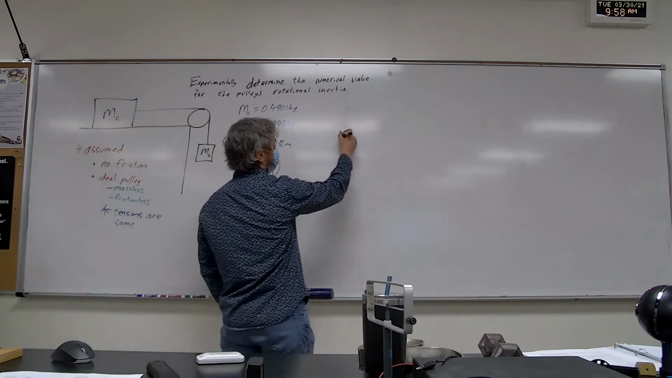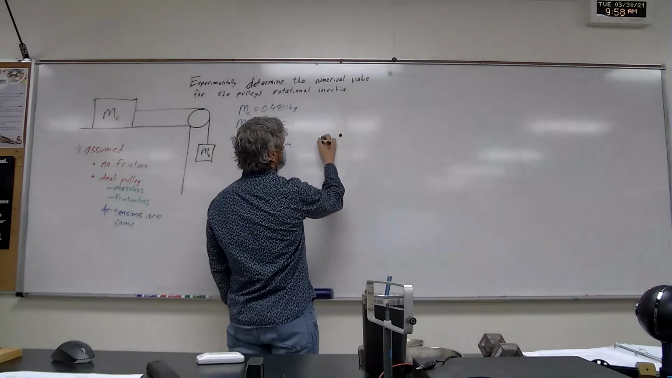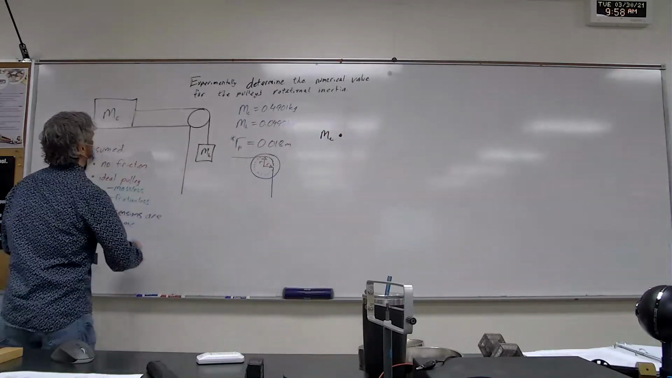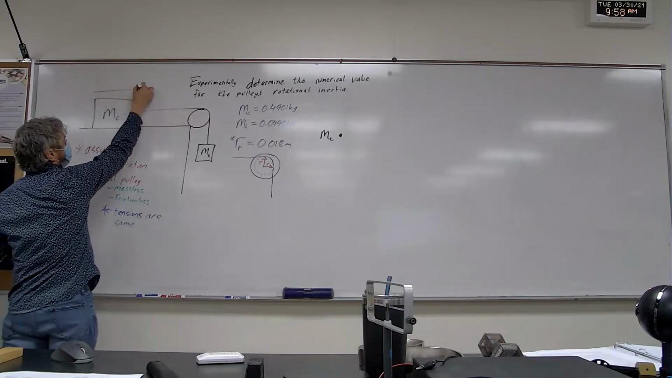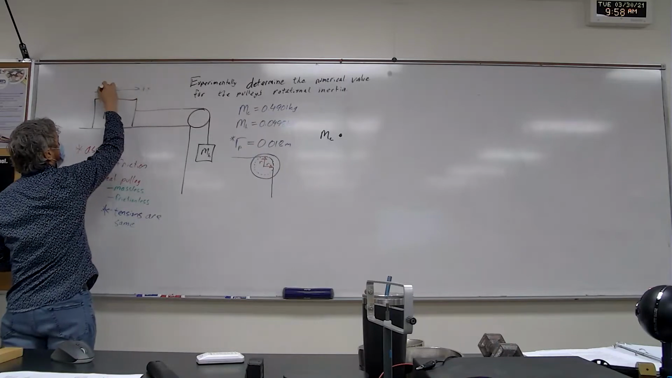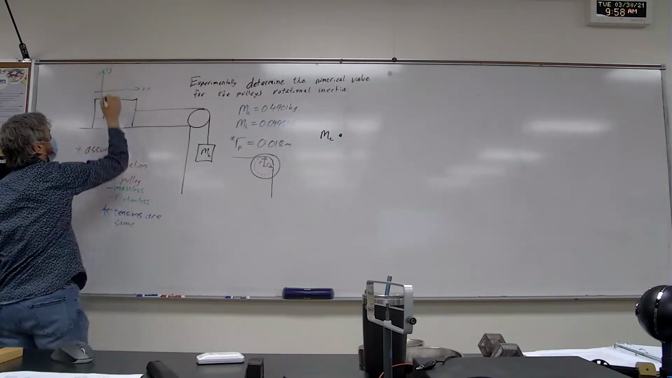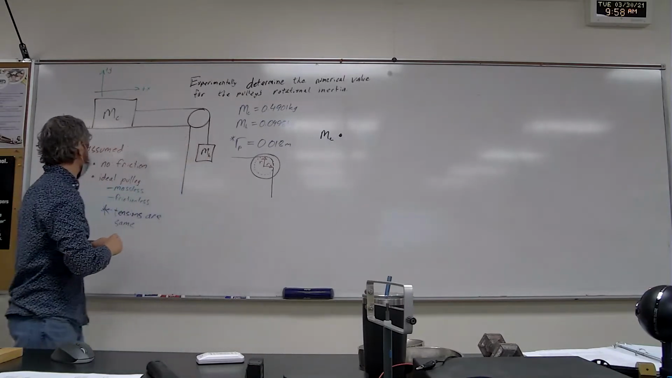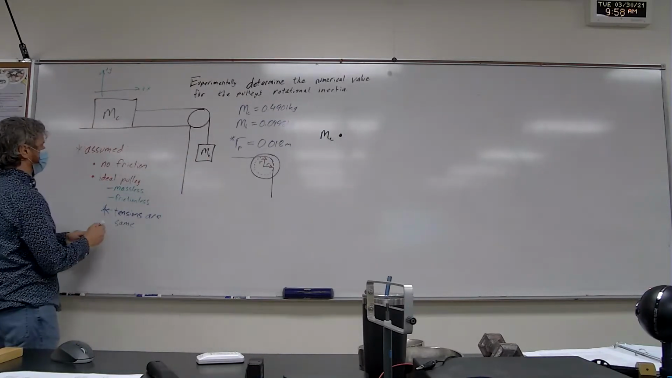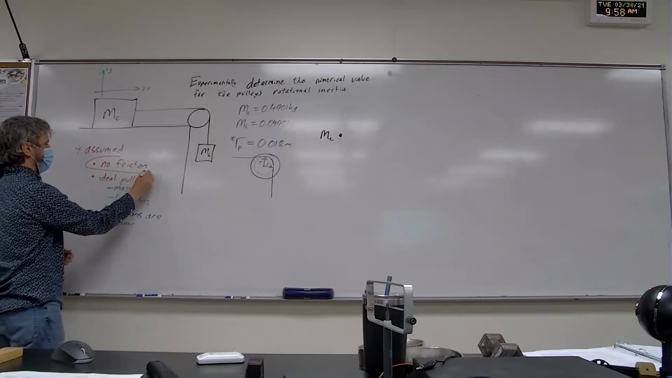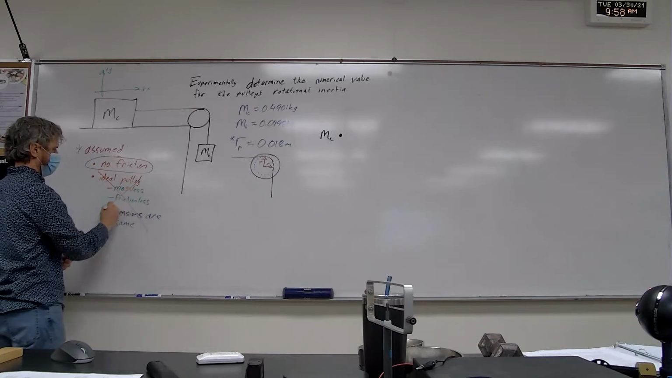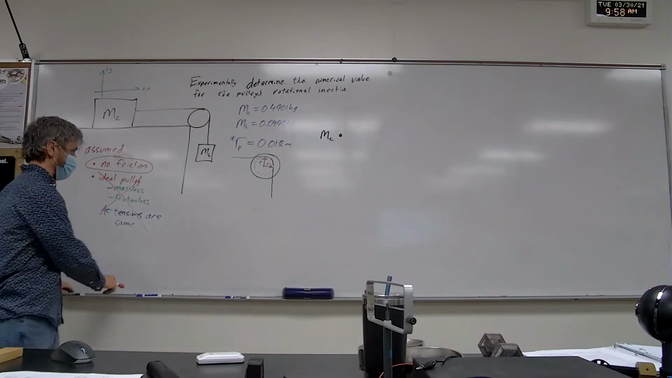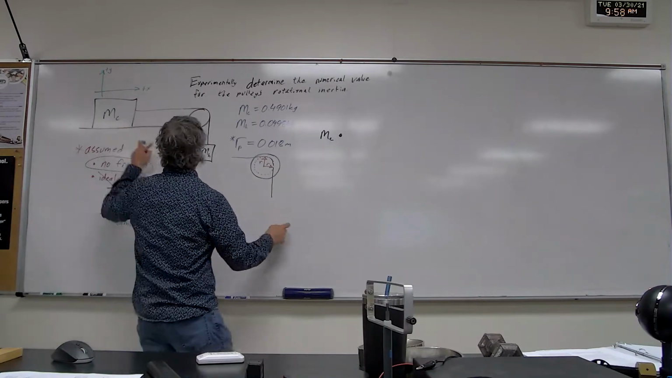Let's do the cart first. So the free body diagram for the cart. I'm going to assume to the right for the cart is the positive x direction, and up is the positive y direction. So what forces are acting on the cart? We are going to assume no friction now. So let's circle that. But we are now not going to have an ideal pulley. The tensions are not going to be the same.